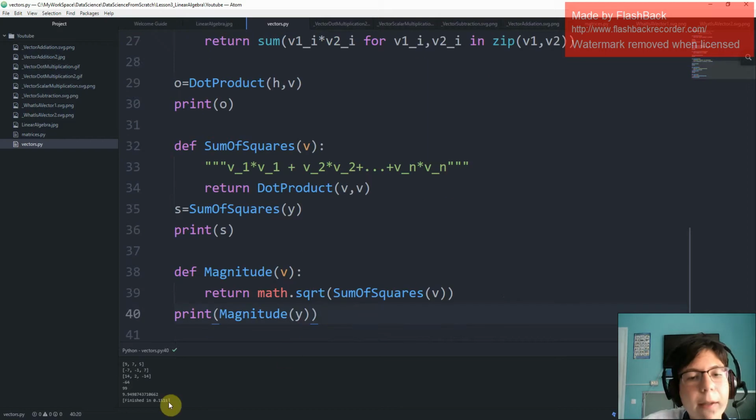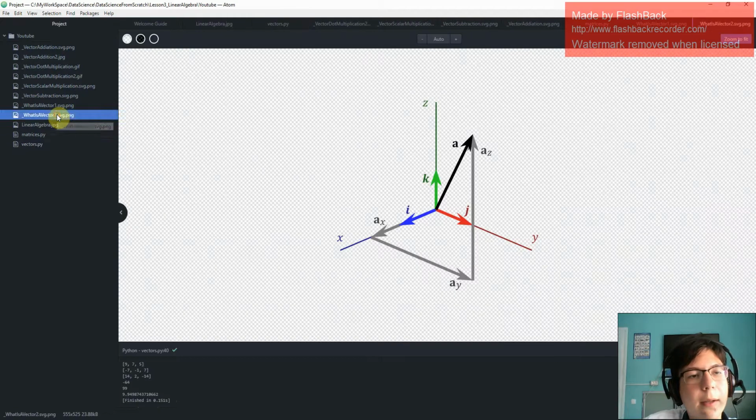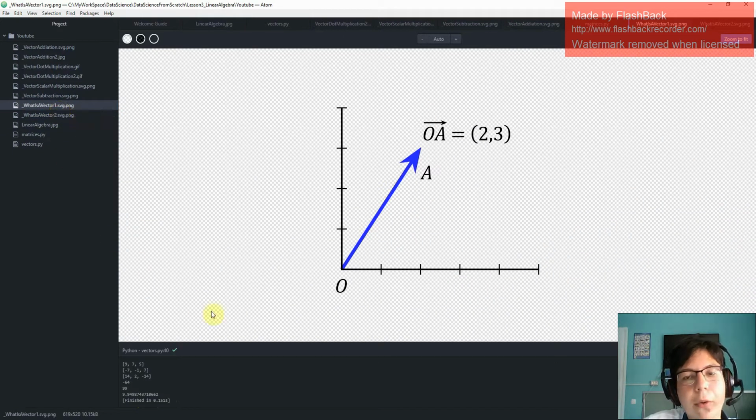So the magnitude of y is 9.94 units. So let's get back to our drawing. The magnitude is the length of the vector, and the formula for the magnitude or the length can be proved using the Pythagorean theorem.